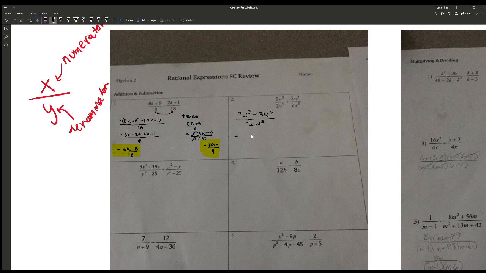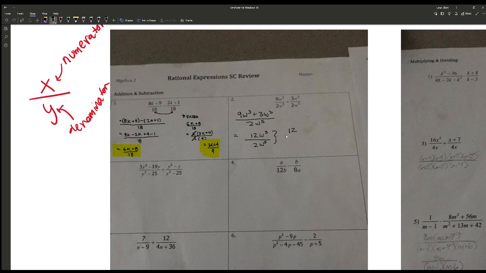So that is going to be 12w cubed over 2w to the 5. Sorry, 2w to the 5. My exponent was a little small there. So, like before, we can also reduce this because 12 is divisible by 2. We don't need to look at this, although we could. So, basically, this can be broken into two parts.